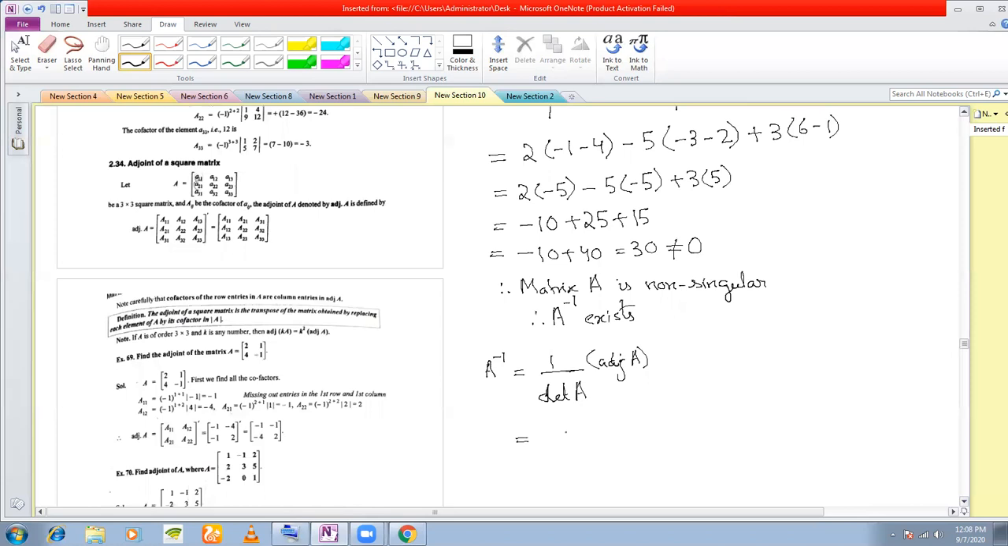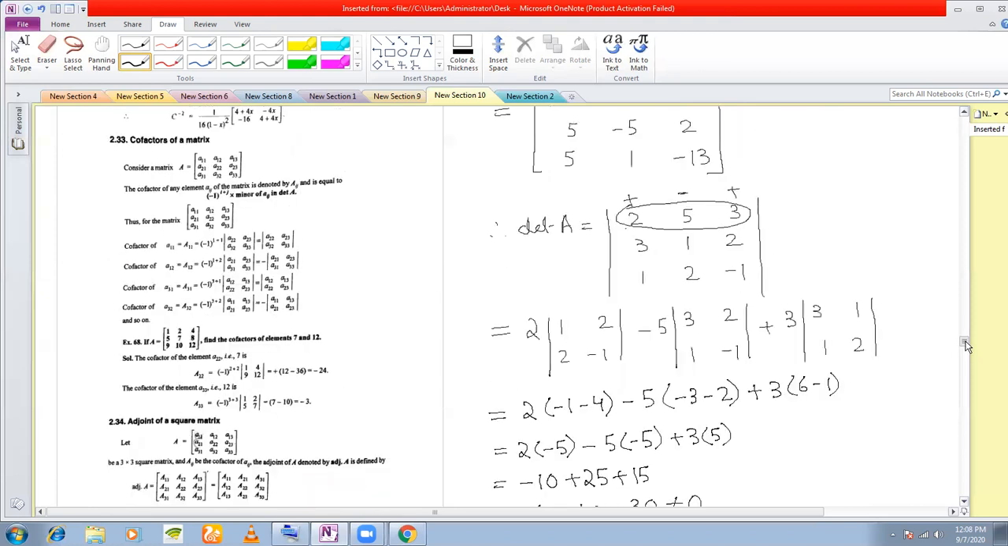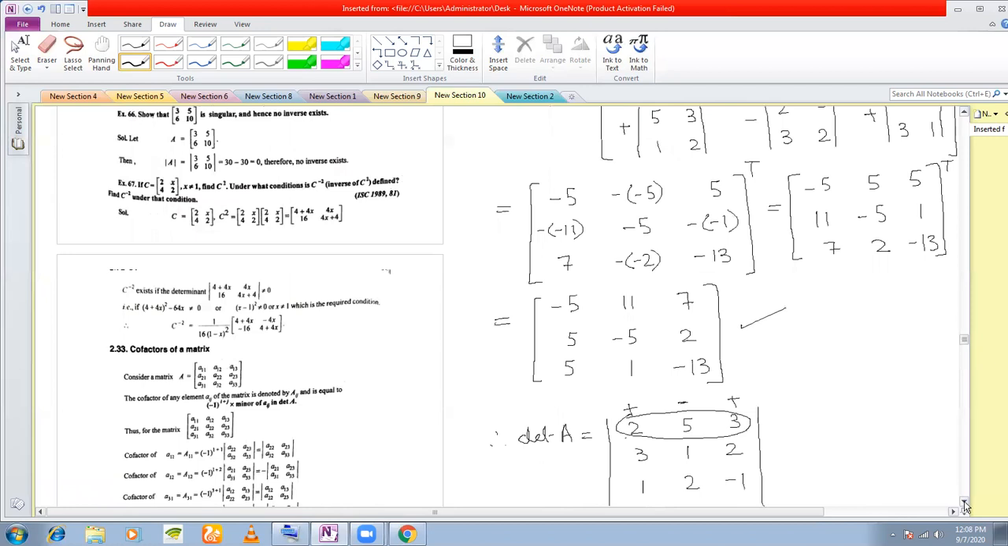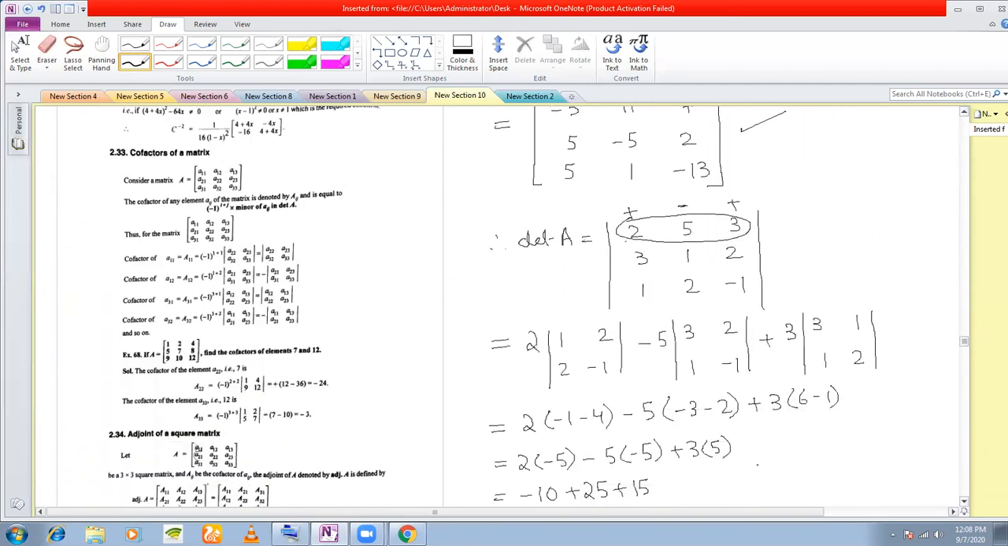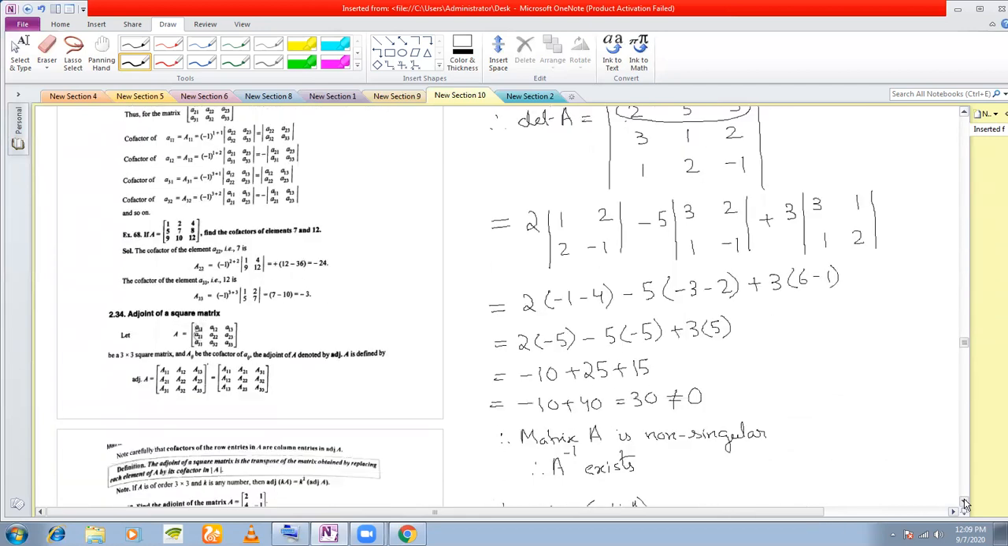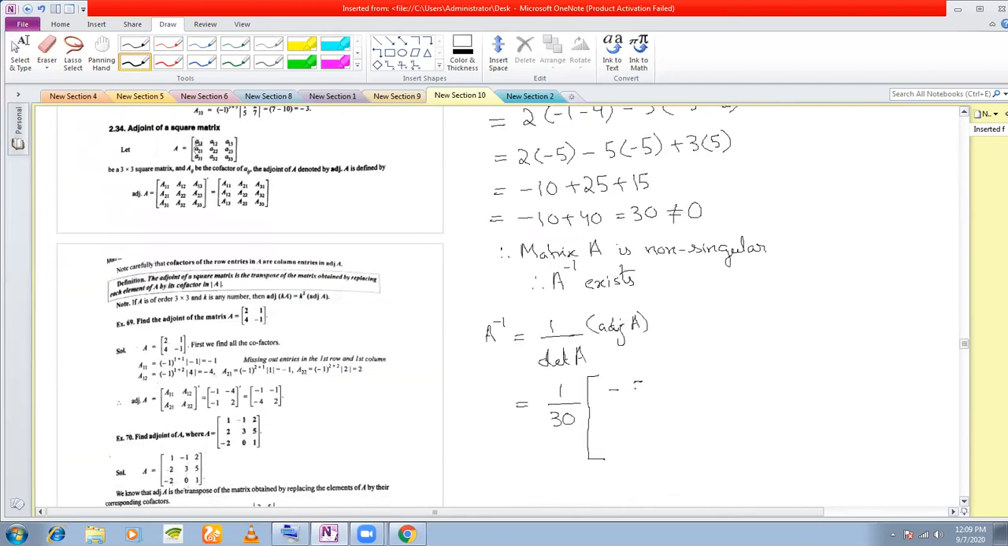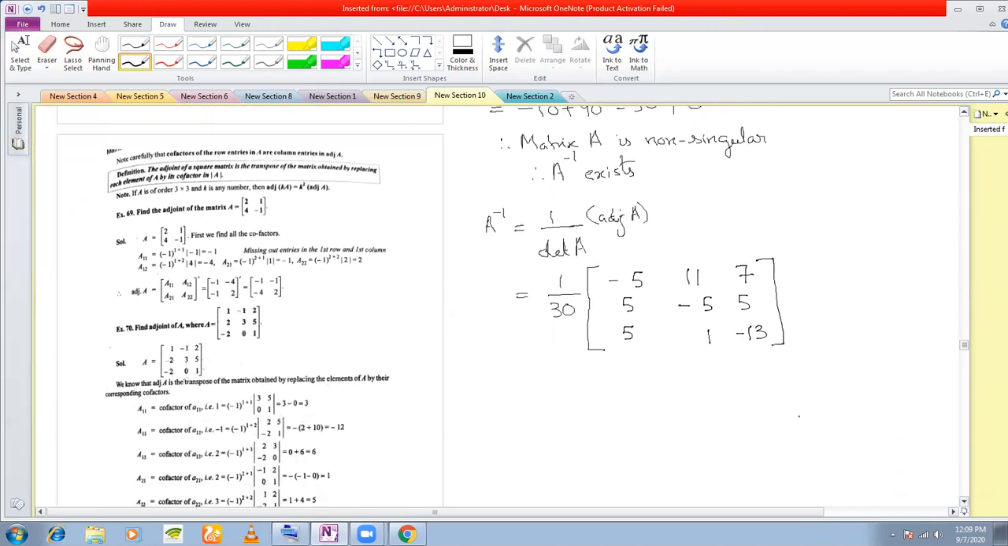Now what is the determinant of A we have found out? 30. So 1 by 30. And what was our adjoint of A that we had found out? This matrix is the adjoint: minus 5, 11, 7; 5, minus 5, 5; 5, 1, minus 13. This is the adjoint that we had found out above.